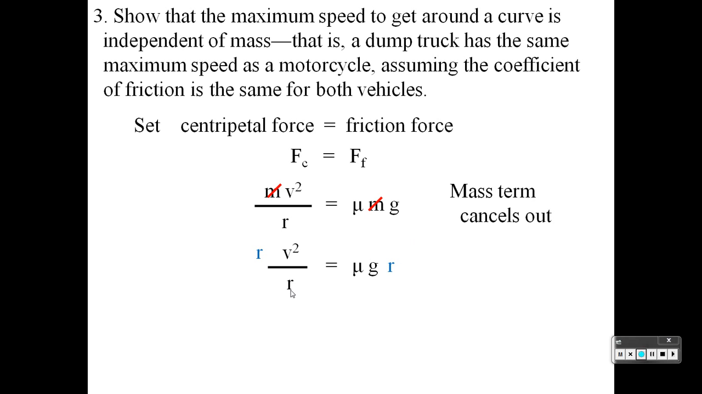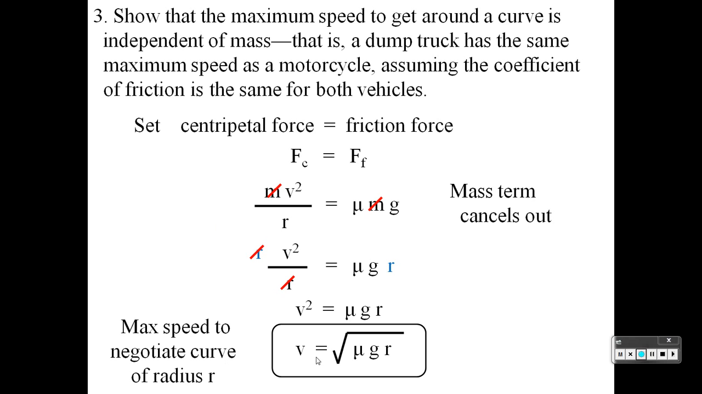Now, multiplying by r, because we want to solve for v, we get this, and then we get this. And this is the maximum speed to negotiate a curve of radius r given the coefficient of friction mu. You can put this in your equation bank. Label it well because it's a special case formula. And it's mass independent, which is interesting.